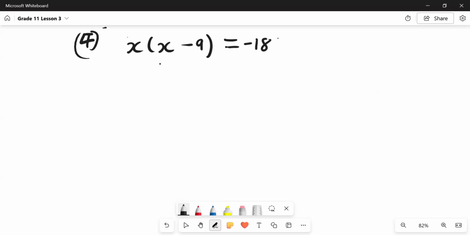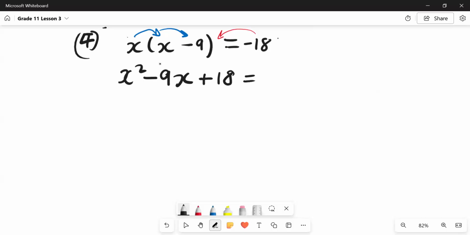Okay, here, again, apply the steps, right? Distribute, remove the brackets, and then after removing the brackets, the 0 should be on the right-hand side or on your left-hand side by transposing whatever is on the right-hand side. So let's do that. So this is x squared minus 9x.